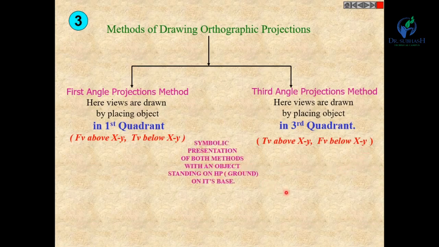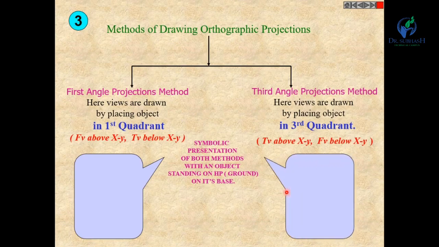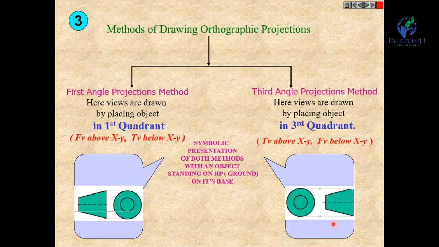Now let us see the symbolic representation of both the methods with an object standing on HP. You can see this is the symbol of the first angle projection method, and this is the symbol of the third angle projection method. You have to remember both symbols. On the basis of these symbols, we can identify whether the drawing is in first angle or third angle projection method.